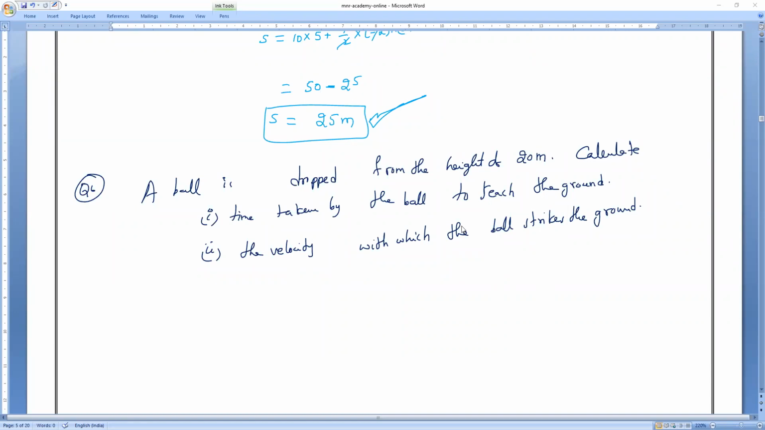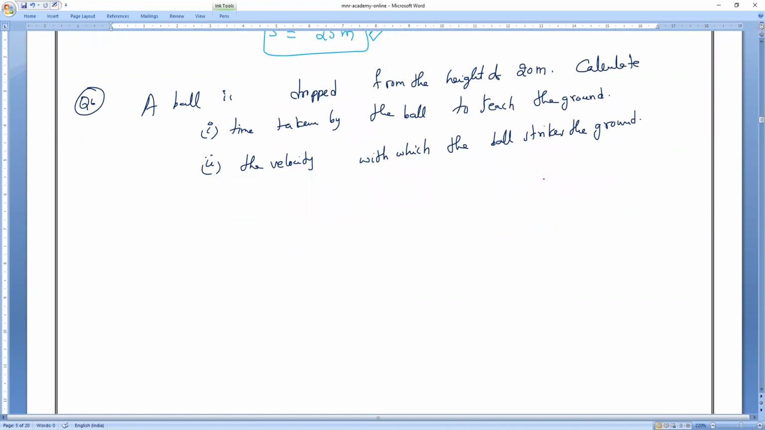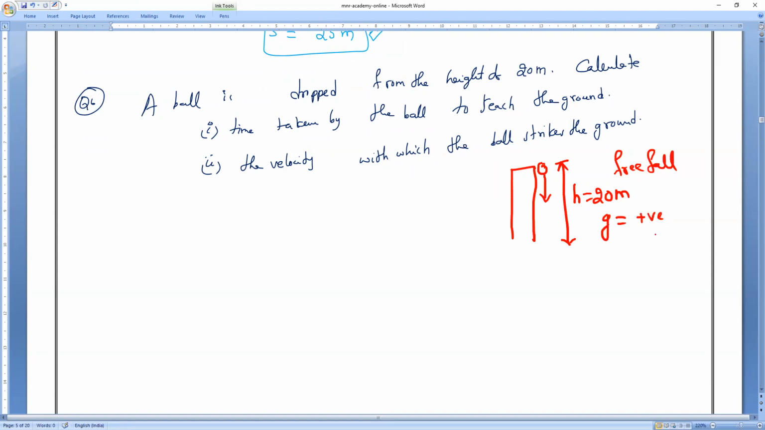Now you see, the ball is not thrown upward, the ball is falling freely. Freely falling means, let me take a tower of 20 meters. The height of the tower is 20 meters. Now the ball is falling downwards. If any ball is in free fall, we all know the g value is positive or negative? Positive, sir.